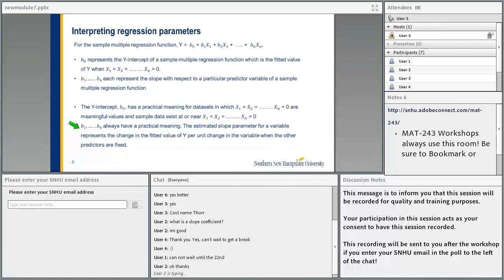For example, if my mid-arm circumference changes by 1 unit, the percent body fat in a person might change by a certain amount. So B1 then would have some meaning because it's giving me the change in the percent body fat in a person when the mid-arm circumference increases. So B1 through Bn will always have some meaning. But B0 may or may not have any practical significance depending upon the study that you're doing. Any questions?